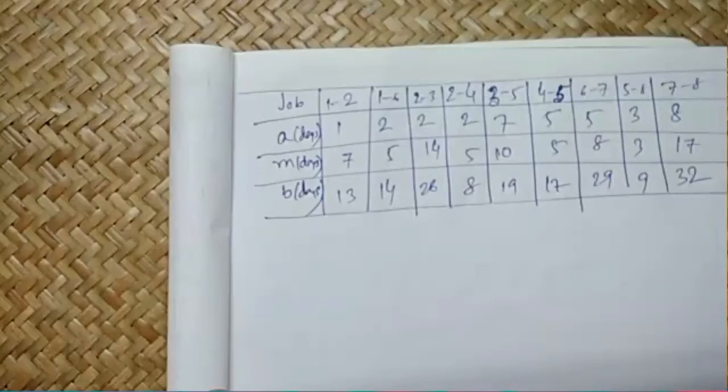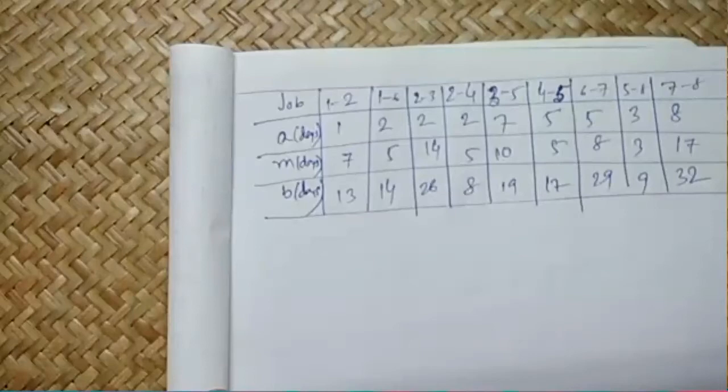So the problem is given like this: the different activities and their optimistic time, most likely time, and pessimistic time are given for each activity. Now the question is to draw the network and find the probability that the project is completing in 40 days. So draw the network and find the probability that the project completes in 40 days.